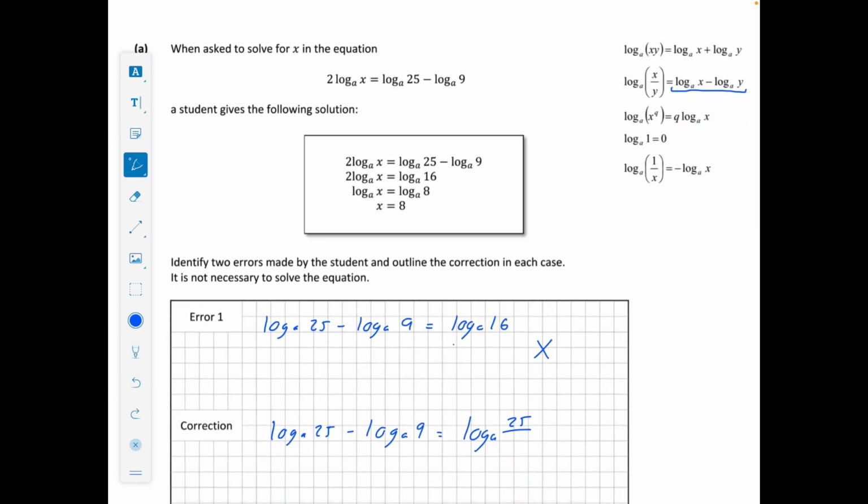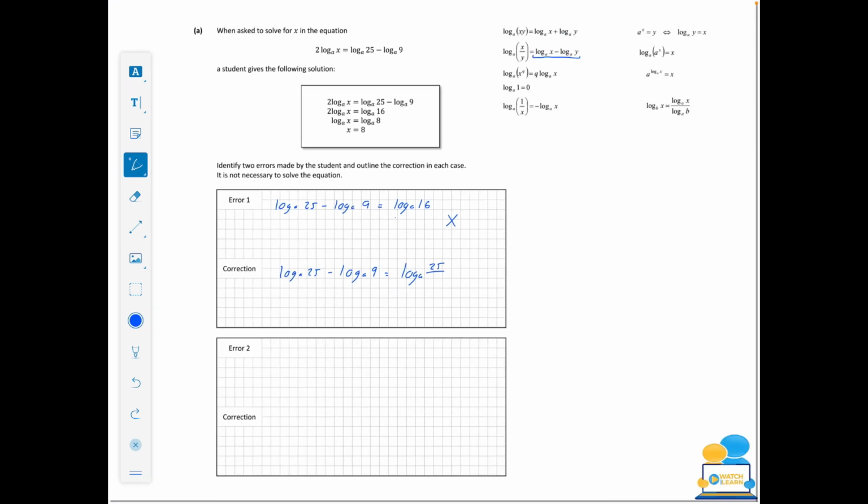That's not correct. What should they have done there? They should have used this rule here. If you need to get rid of a number in front of the log, you make it a power. They divided by the 2, but you're not allowed to do that because this 8 is kind of trapped inside the log, or that 16 is trapped inside the log. So you can't divide it by 2 to get 8.